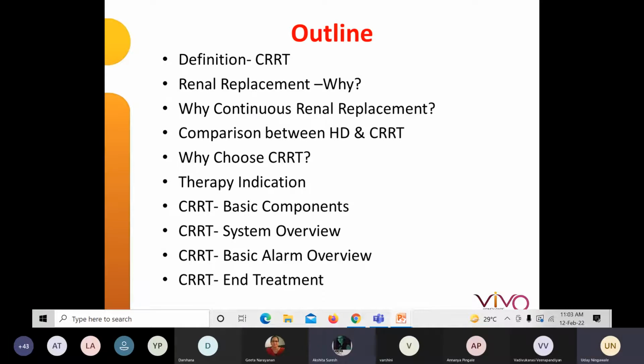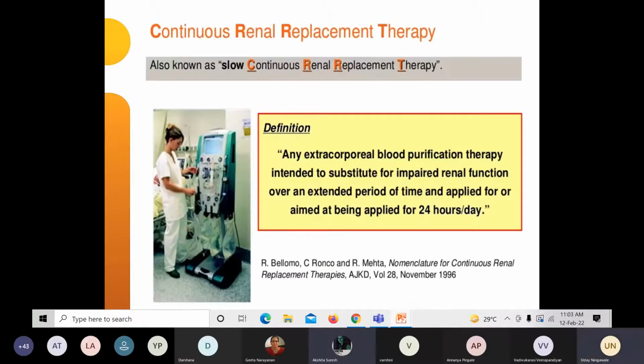But when do we have to choose CRRT, and what are the indications for choosing this CRRT therapy in healthcare? Above that, there are the CRRT basic components. We are going to discuss the basic components needed for CRRT, then system overview and basic alarm overview, and how we have to work on ending the treatments. So I'm going to cover these topics in this session.